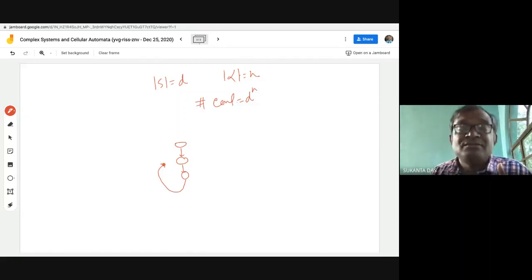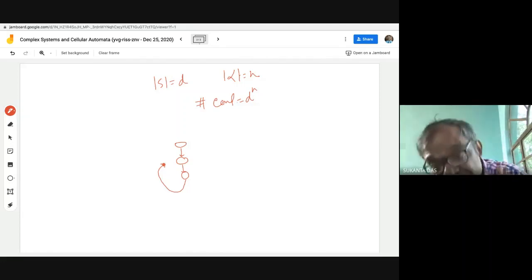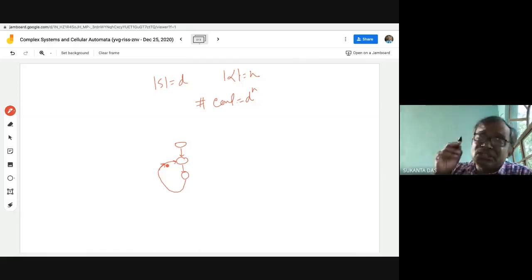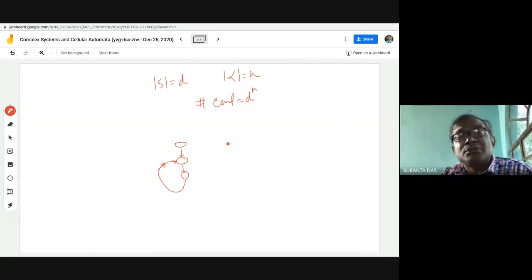This does not happen in case of infinite CA. But since the number of configurations is finite, if you keep on running the system, after some time it has to revisit some old configuration. So it means if I draw the diagram in this fashion, it has to come back at some point, say it's coming here, right?